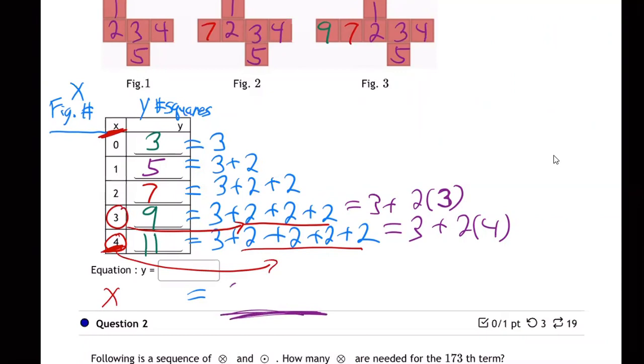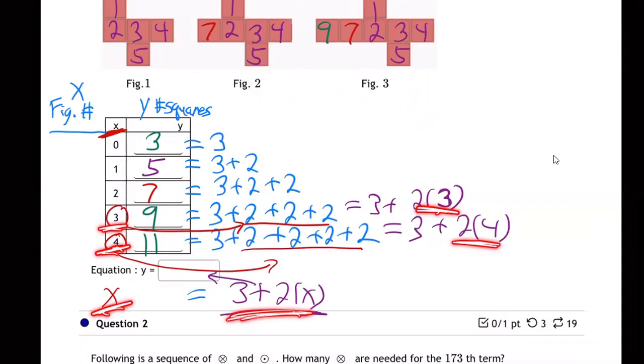Everybody see it? 3 plus 2 times X. That's what you're going to put in that box there. That's the formula, isn't it? Do you see that's the pattern that's being followed? Right? For the fourth term, there are 4 2s. For the third term, there are 3 2s. See how the X number is the number multiplying the 2. So for X terms, there's 3 plus 2 times X. And there we go. Questions on that one?